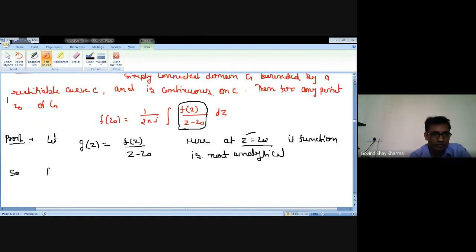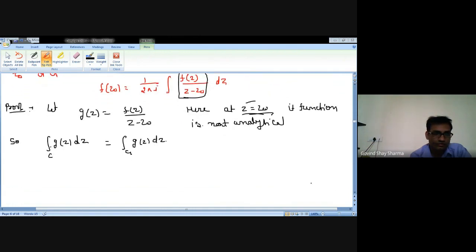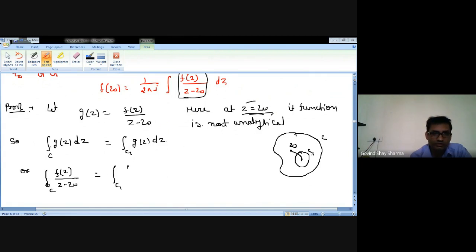So we can say the integral of g(z) dz over C is equal to the integral over a curve c1 that we make inside, a circle with center z0. So the integral of f(z) upon z minus z0 over C is equal to that over c1, because both are defined around z0.